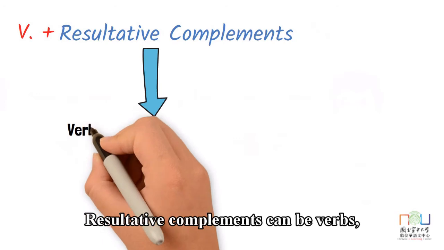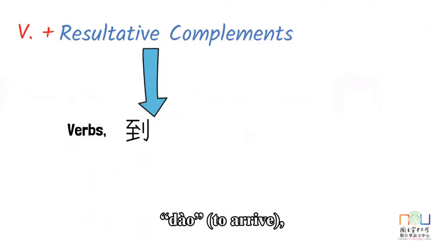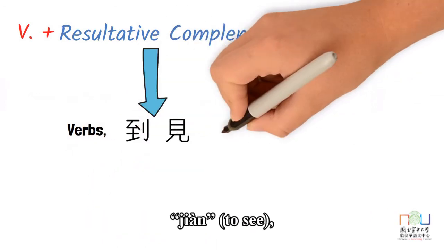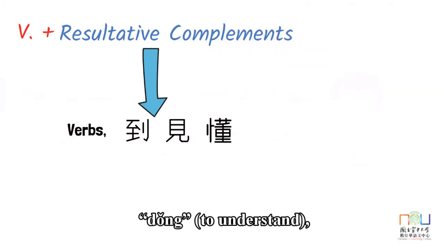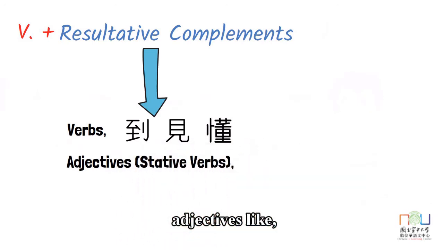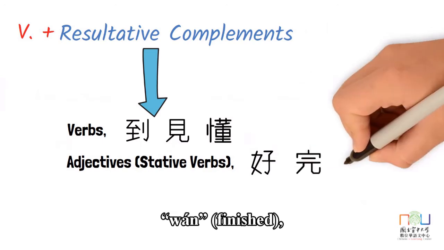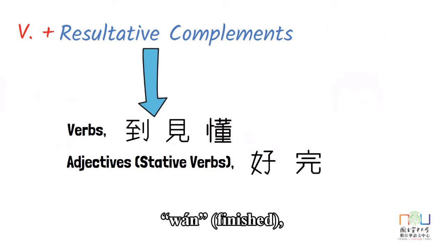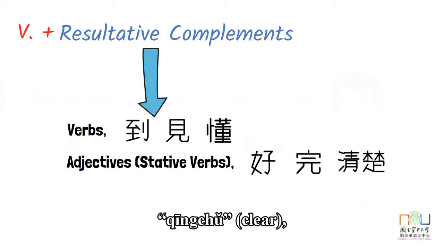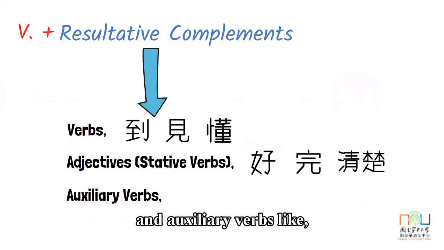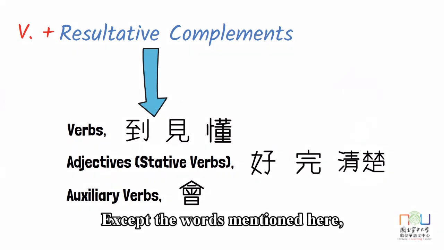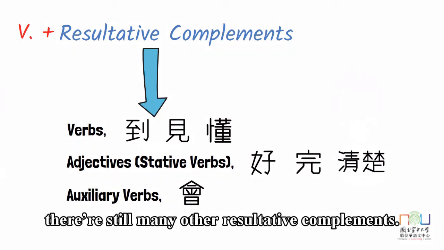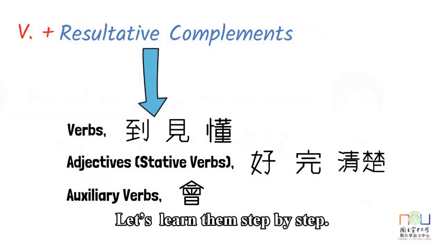Resultative complements can be verbs like 到 to arrive, 见 to see, 懂 to understand. Adjectives like 好 good, 完 finished, 清楚 clear, and auxiliary verbs like 会 to be able. Except the words mentioned here, there are still many other resultative complements. But don't panic. Let's learn them step by step.